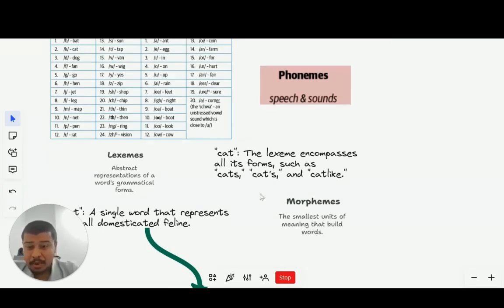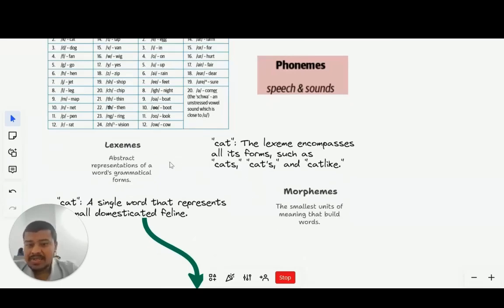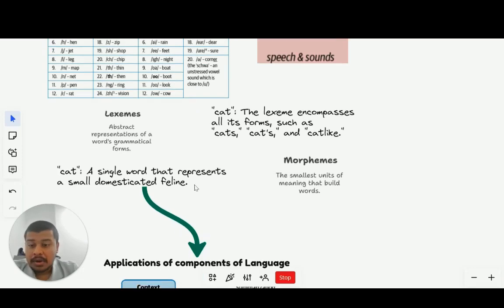And then lexemes and morphemes. Interesting distinction, right? Lexemes encompass all forms of a word. For example, I've given an example here. If there is a word called cat, all of the different forms or derivatives of this word would be cats, a cat-like, a cat apostrophe s. So all of these can be represented using a single lexeme called cat. This is actually what is called a lexeme, or a lexicon.